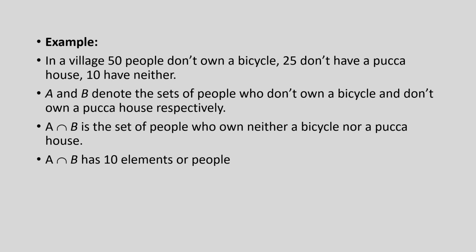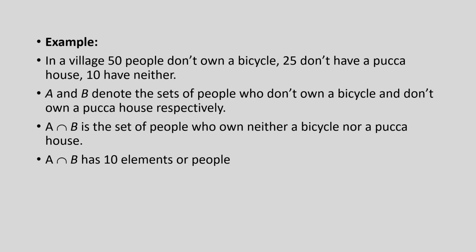And 10 people are there who have neither. So, they neither have a bicycle nor a pakka house. A and B denote the sets of people who do not own a bicycle and do not own a pakka house respectively. Suppose A and B are these two sets. So, A has 50 elements, that is 50 people, and B has 25 elements. A intersection B is the set of people who own neither a bicycle nor a pakka house.